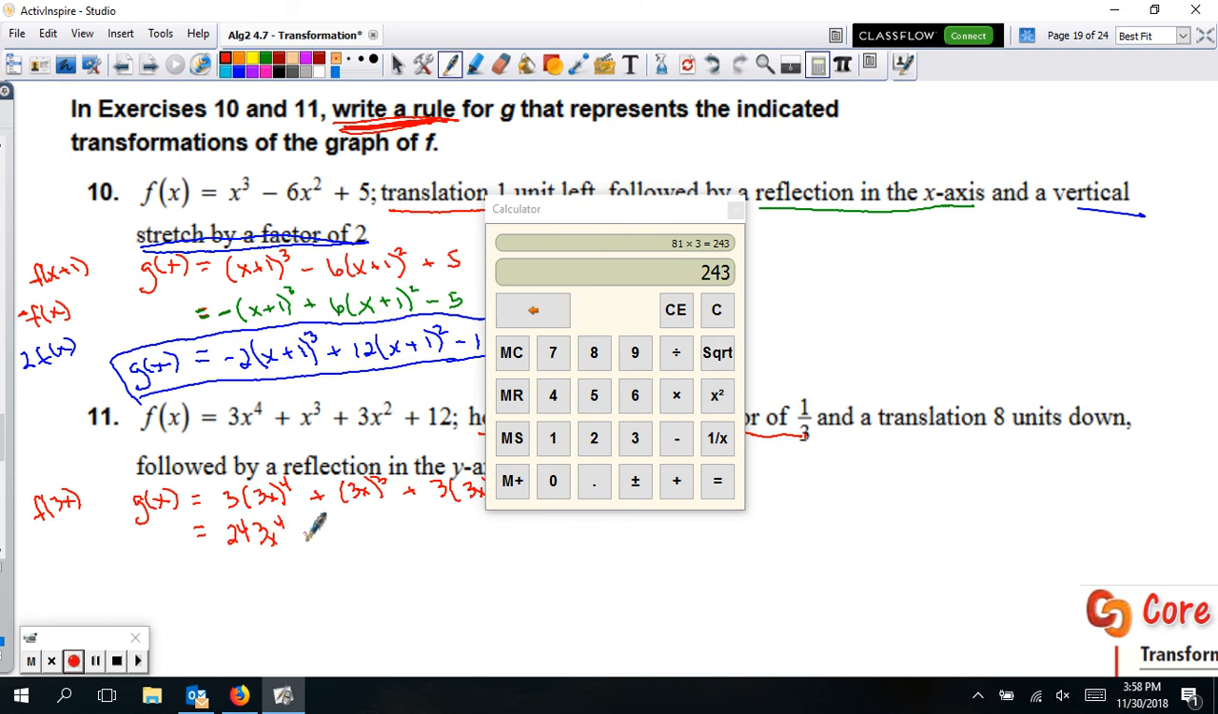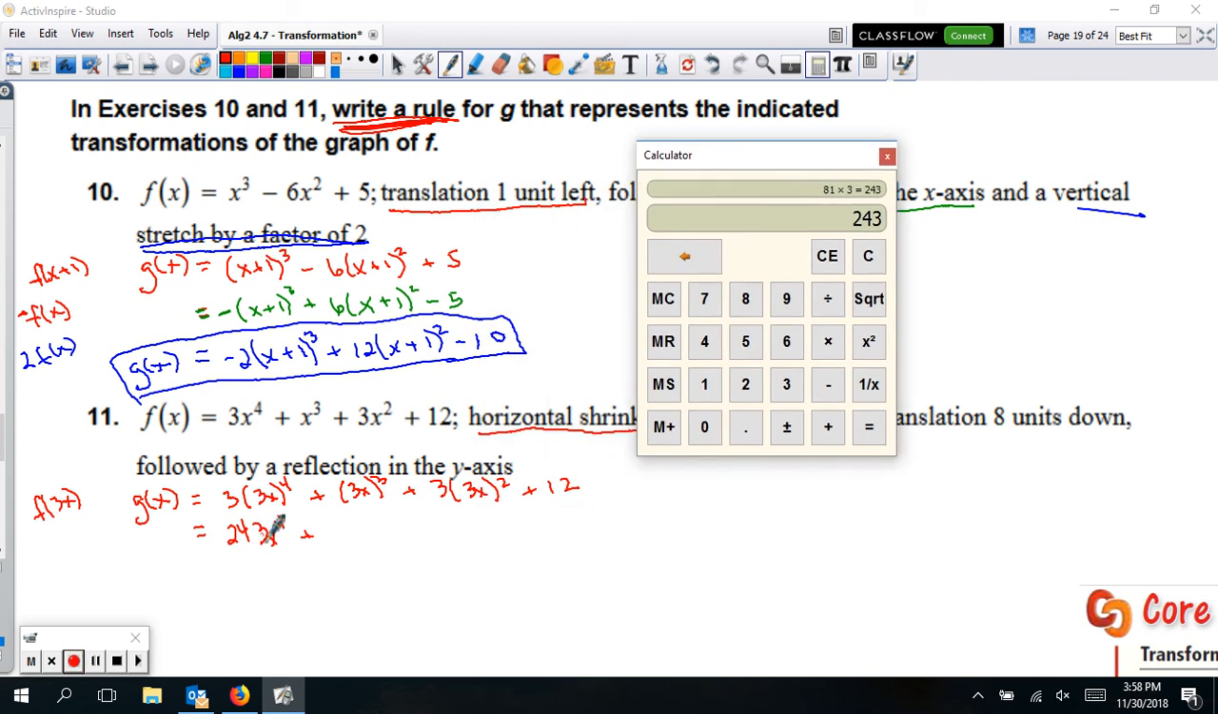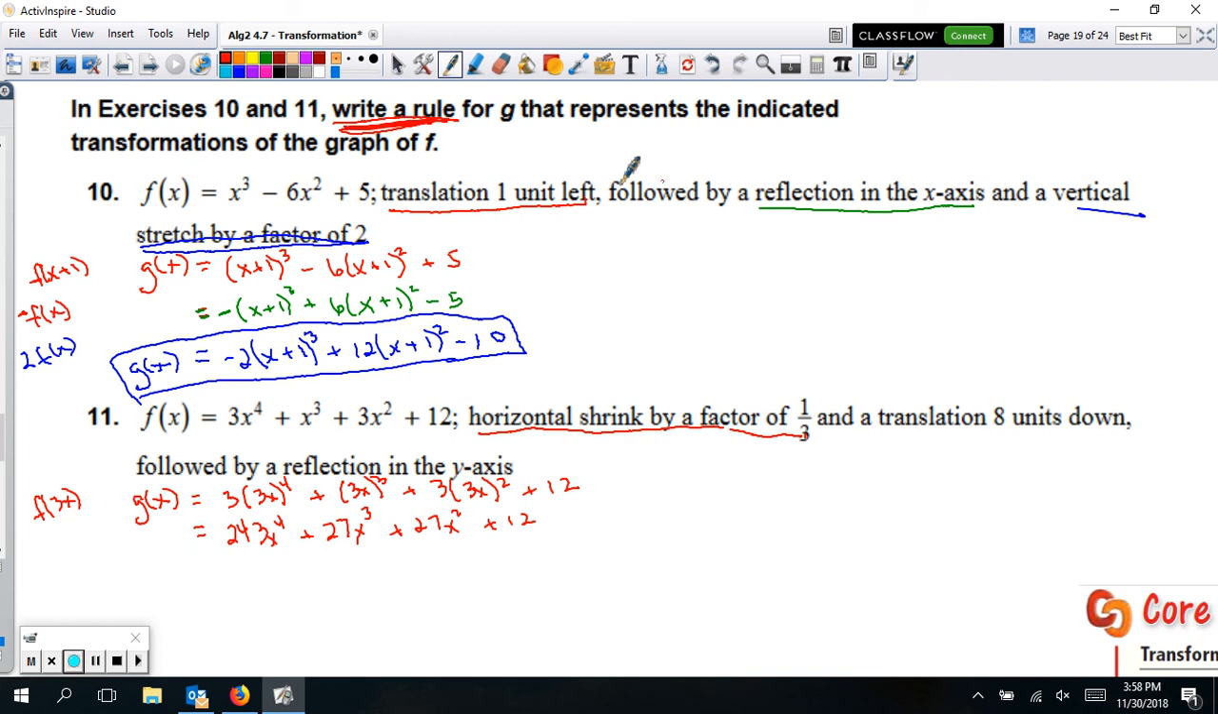Okay, then we're going to see plus, and it's going to end up becoming, let's see, this one is going to be 3 to the 3rd power, which is 27, like we saw a second ago, 27x to the 3rd power. And this one's going to be 9 with 3 squared, but then times 3 is also 27, so 27x squared on that one, then plus the 12. So that's just the first one there.